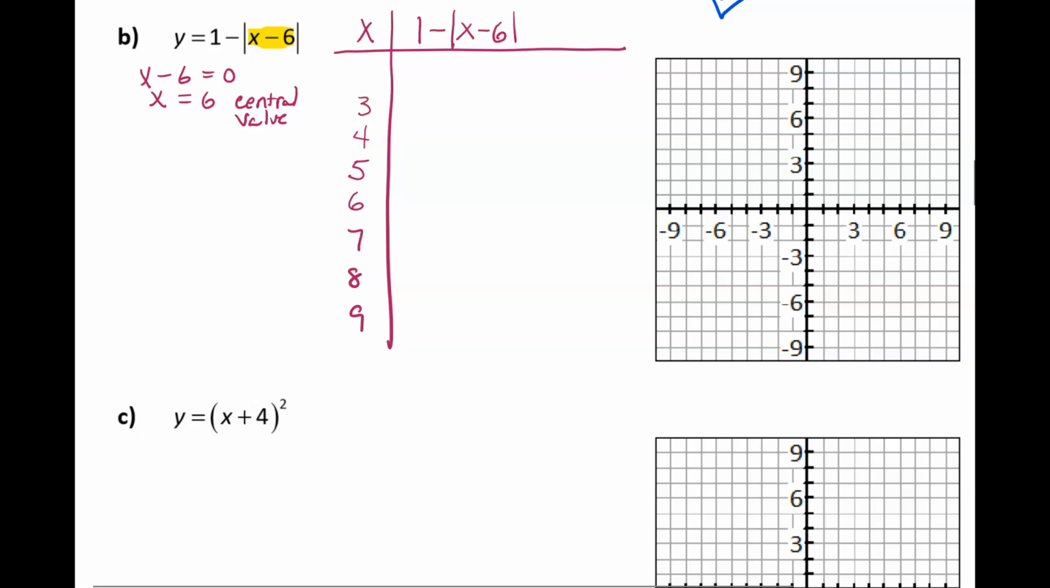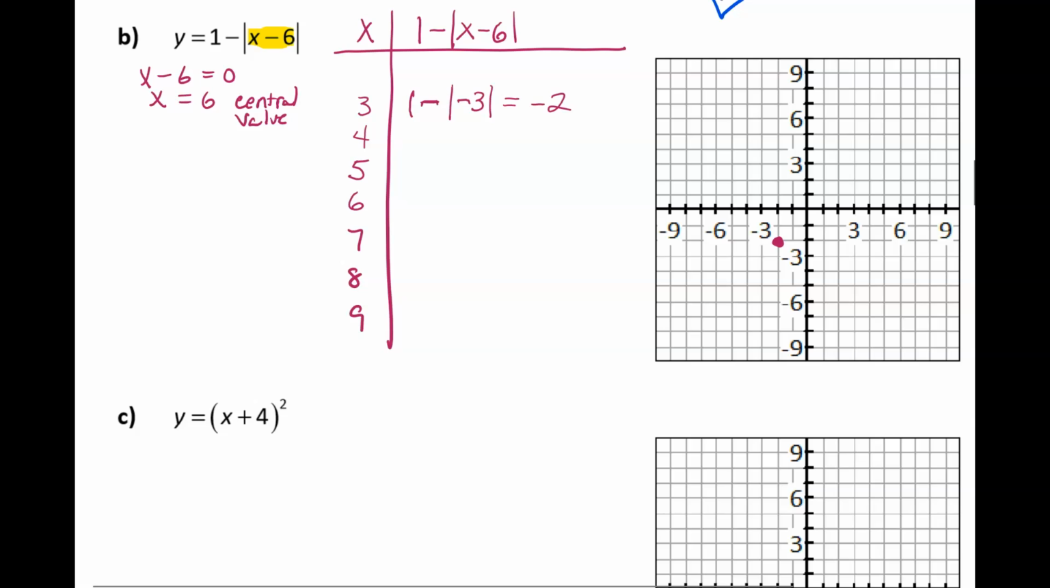And so when I put in 3 for x, then I've got 1 minus the absolute value of 3 minus 6, which is -3. And so the absolute value of that is +3. 1 minus 3 is -2. I can graph the point 3, -2.